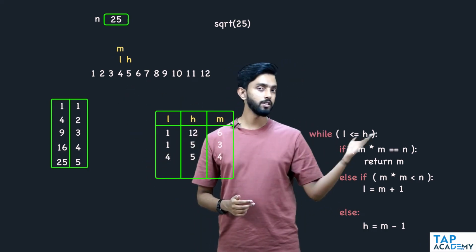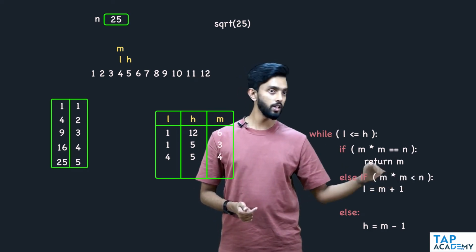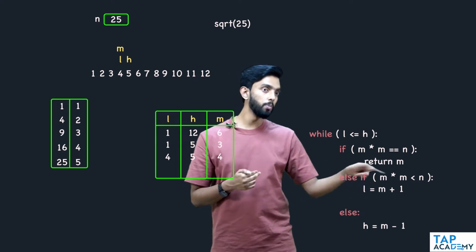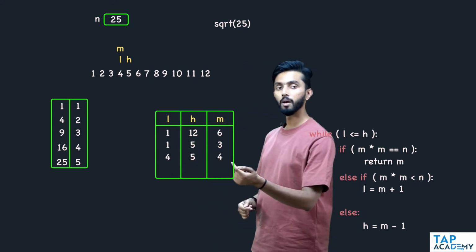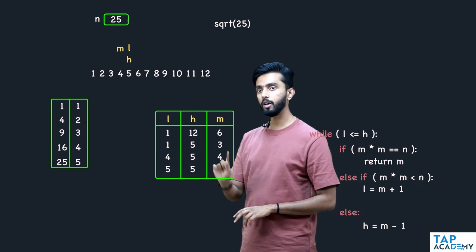4 into 4 is 16. 16 is not equal to 25. Is 16 lesser than 25? Yes. Yes means the mid value should increase. So low becomes mid plus 1. It becomes 5. Right? High is 5 only. 5 plus 5 is 10. 10 divided by 2 is 5.